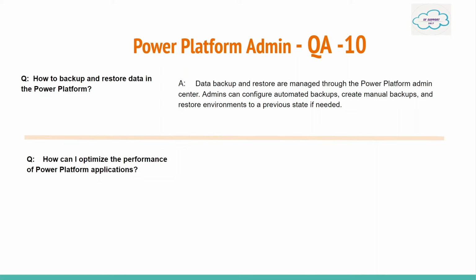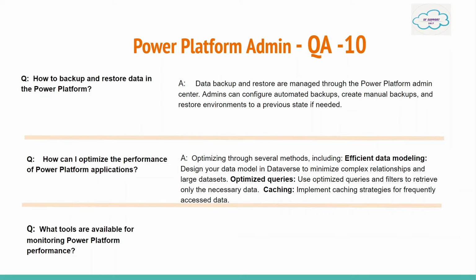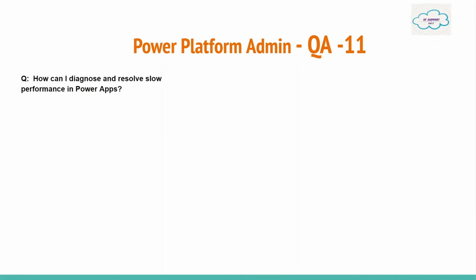Question: how can I optimize performance of Power Platform? Optimizing through several methods including efficient data modeling, optimized queries, and caching are some of the ways we can optimize the performance of Power Platform. Question: what tools are available for monitoring Power Platform performance? Analytical dashboards, system metrics, logs, alerts are the available.